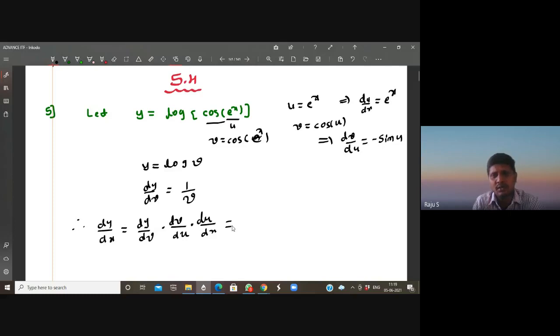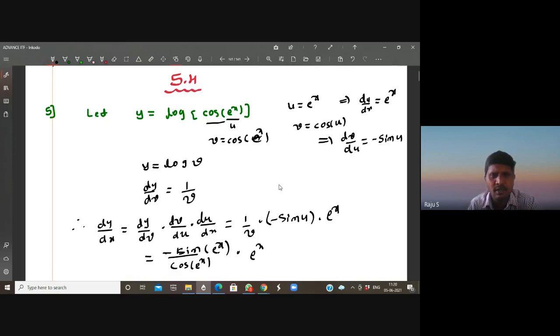So here substitute the values. dy by dv is 1 by v, dv by du is minus sin u, and du by dx is e power x. At last you can substitute the v value, which is clearly cos of e power x. You can take the minus outside, and sin u is nothing but sin e power x. Finally, times e power x. This is the answer by method 1.